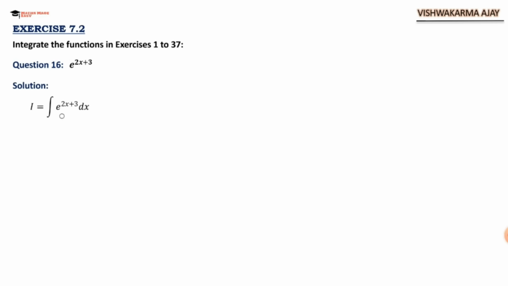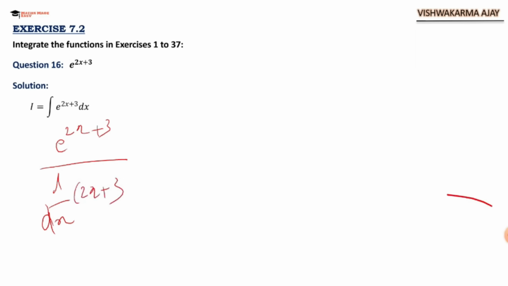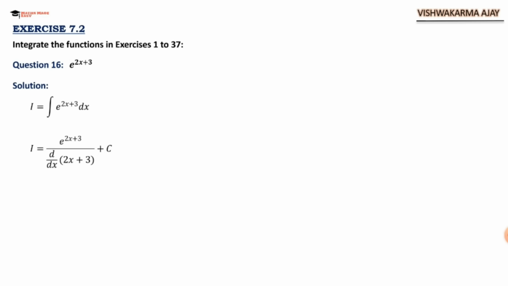So in this case, I'm going to integrate e to the power 2x plus 3 dx as e to the power 2x plus 3 divided by d upon dx of 2x plus 3. You will see. Now the derivative of this term is 2. That is it. This was very easy.